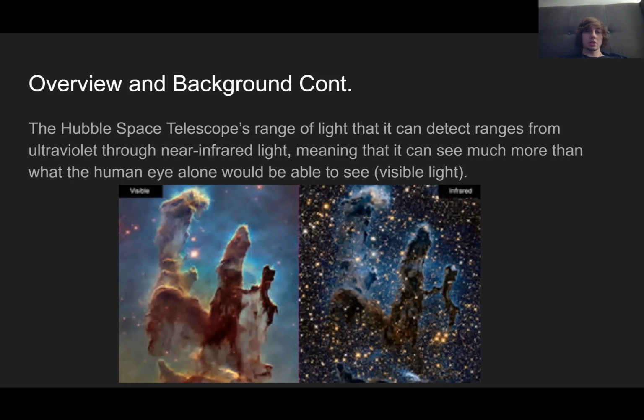The Hubble Space Telescope's range of light that it can detect ranges from ultraviolet through near-infrared light, meaning that it can see much more than what the human eye alone would be able to see, which is visible light.